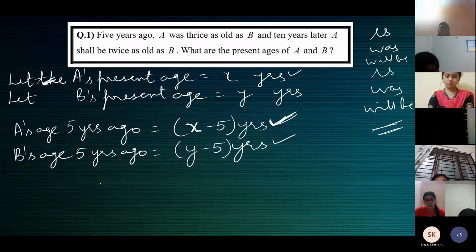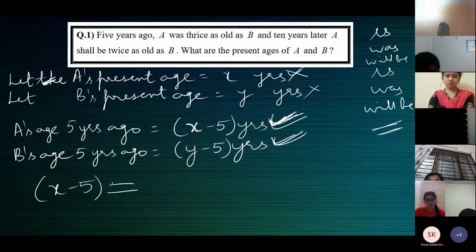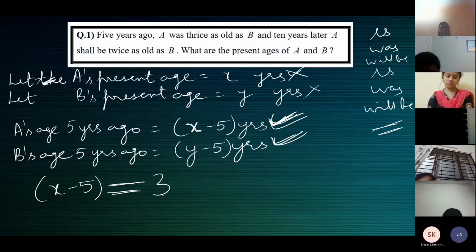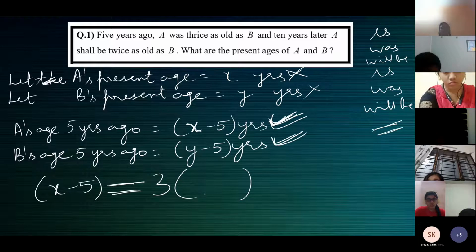A 5 years ago. 5 years ago, meaning you should take these ages. You should ignore these two. A was. This is A. A was. Was means equal to. A was thrice as old as B, meaning 3 times B's age. 3 times meaning 3 into. Thrice meaning 3 times, as old as B. B's age 5 years ago, because now they're talking about 5 years ago. Y minus 5. That's all.